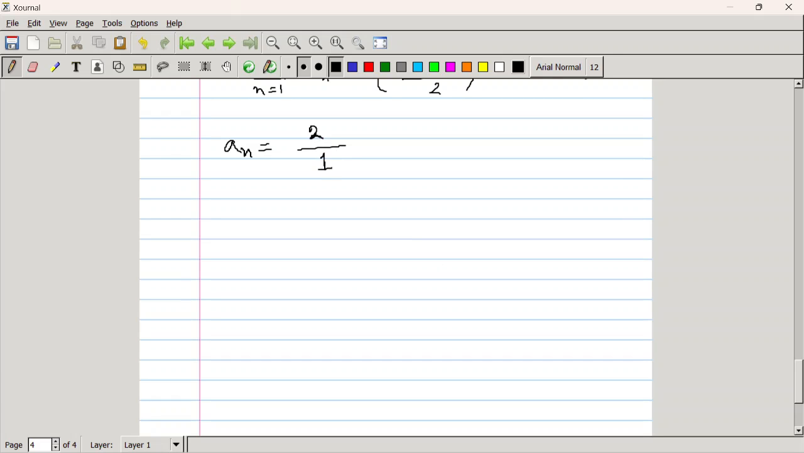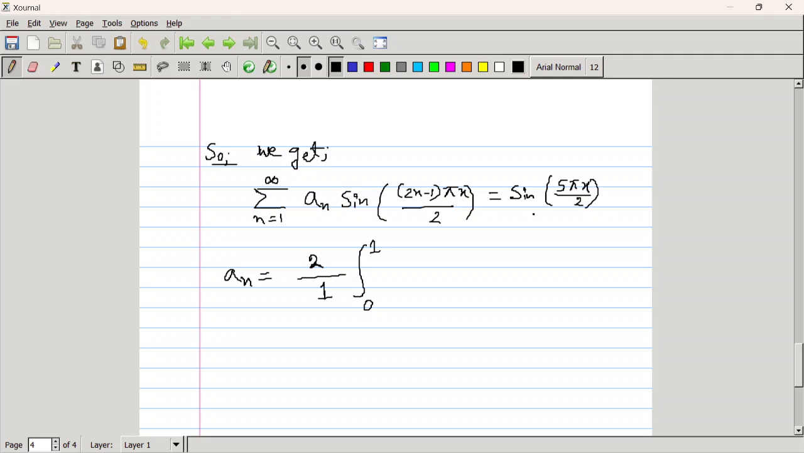So a n equals 2 by 1 times the integral from 0 to 1 of the right-hand side, sine 5 pi x by 2, into sine (2n minus 1) pi x by 2 dx. Sorry, it is sine 5 pi x by 2 on the right-hand side. This is a n. Now this is an integration you have to solve.